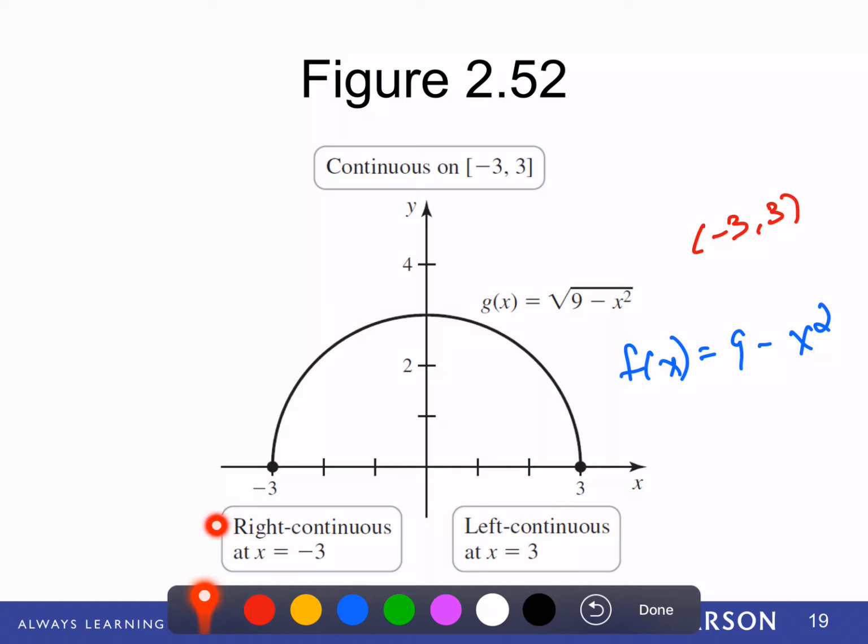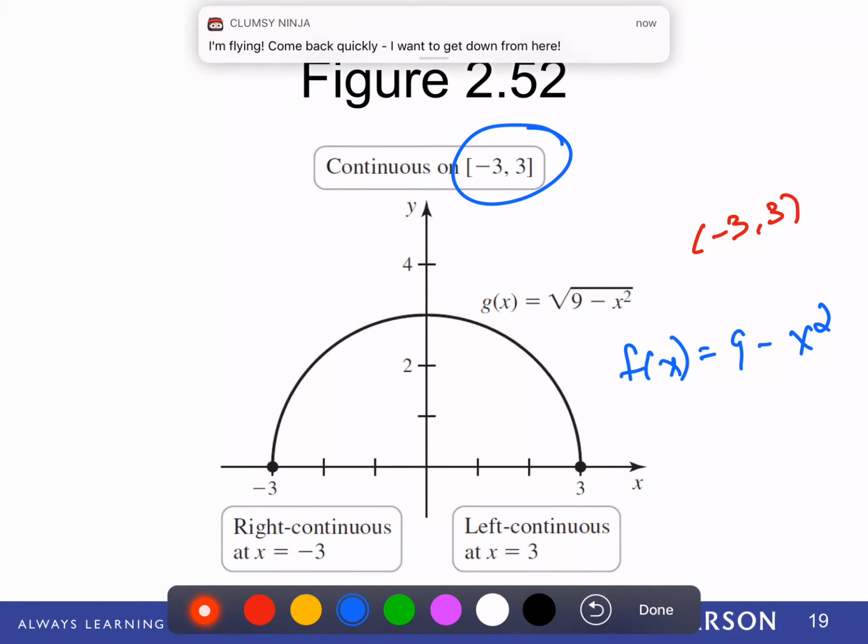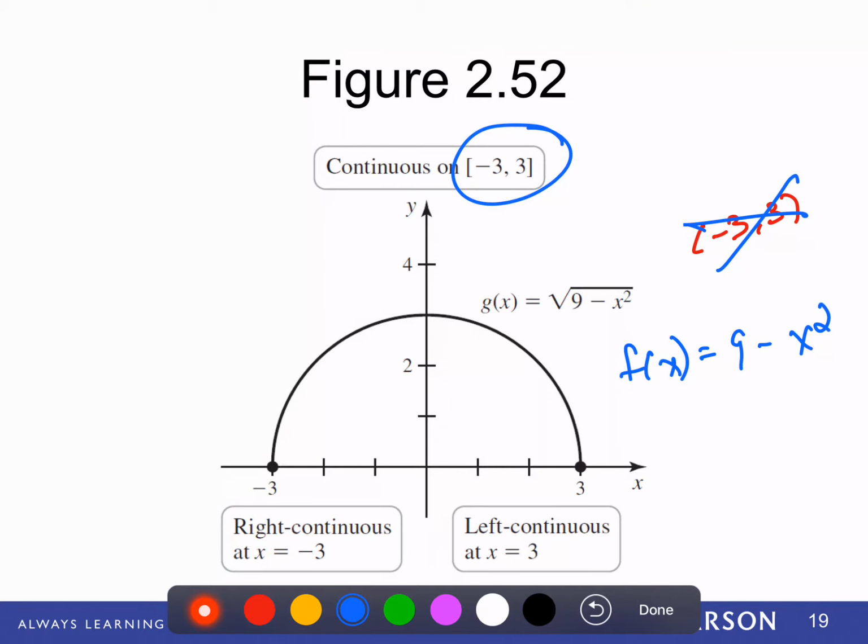But again, notice that the right continuous happens at the left side and the left continuous happens on the right side. Because both of these circles are filled in, I get the closed brackets here and here. So again, this is correct. This is not quite correct.